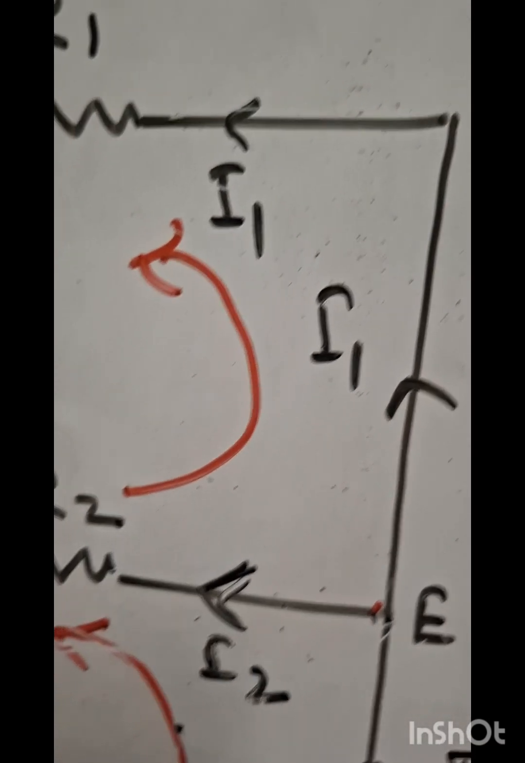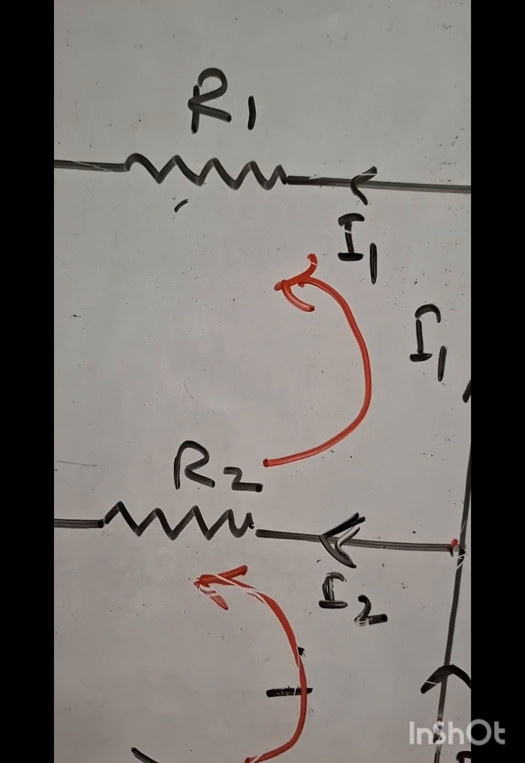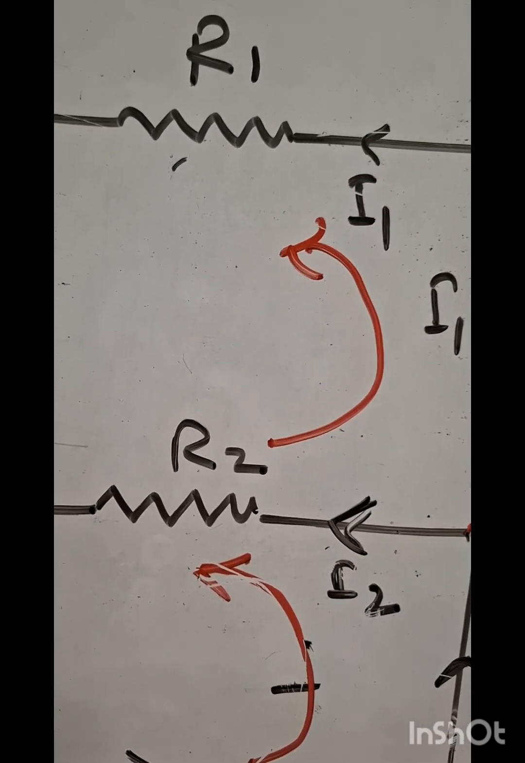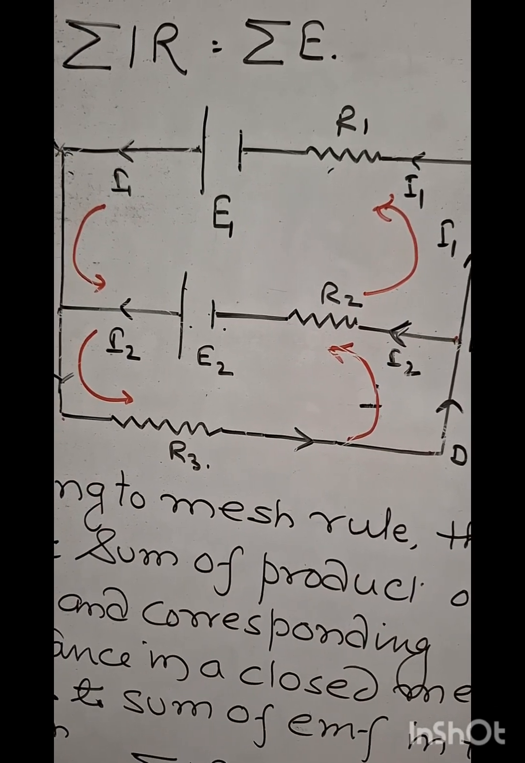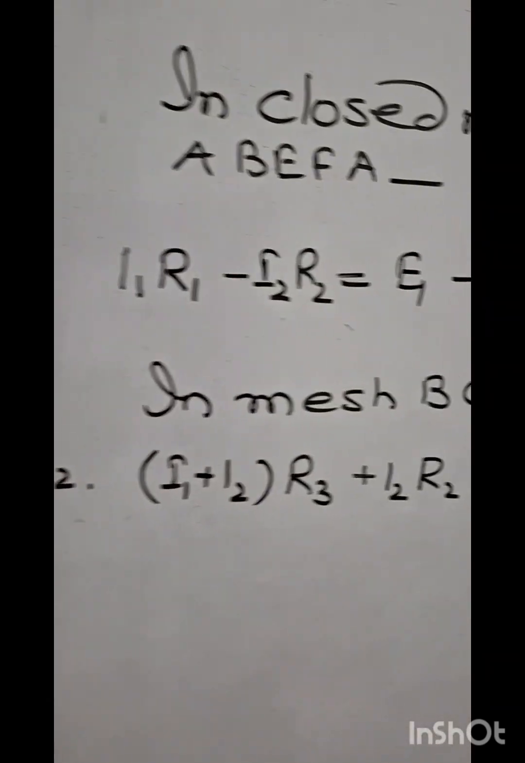Now in resistance R1, I1 and R1 both are in the same direction. So the I1 R1 product is taken positive, and inside the cell E1 we are going from negative to positive. That's why E1 is taken positive.